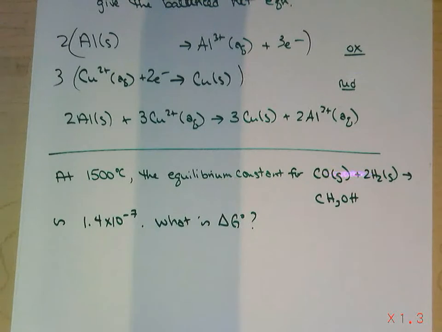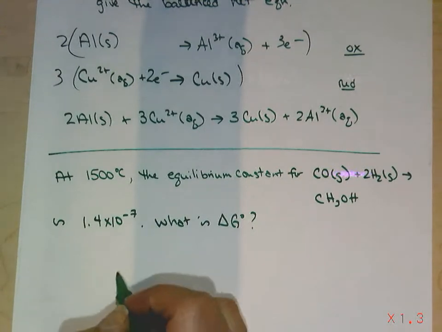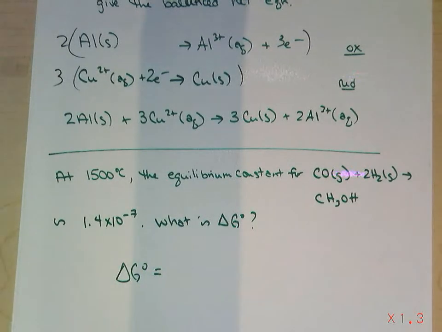I would use the equation that relates delta G0 to KEQ. Okay, so I'll start. What comes after that? Negative RT.